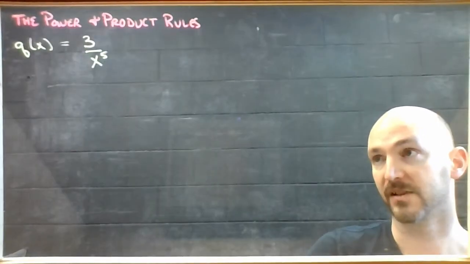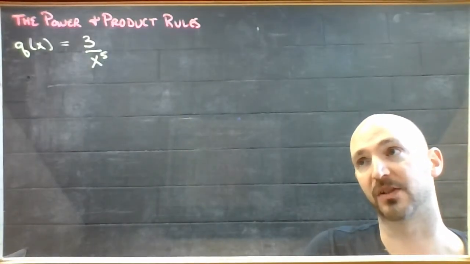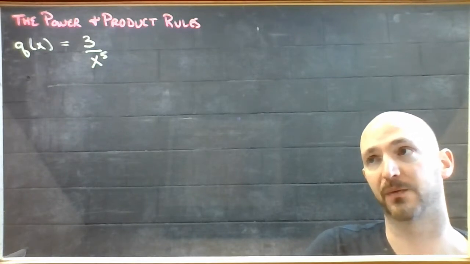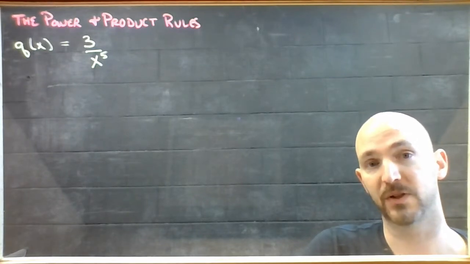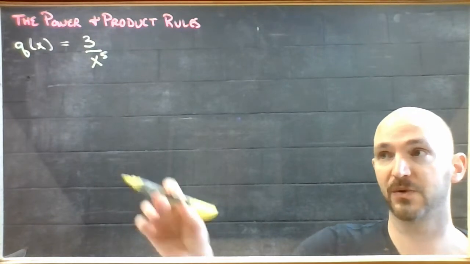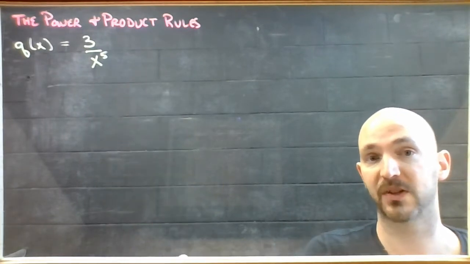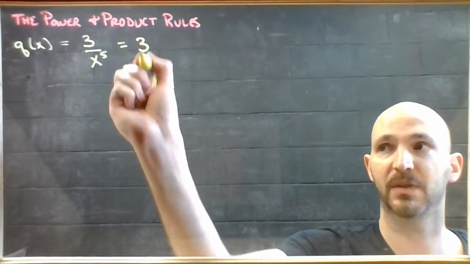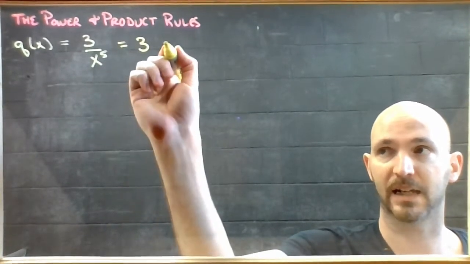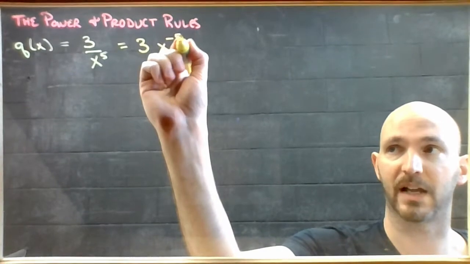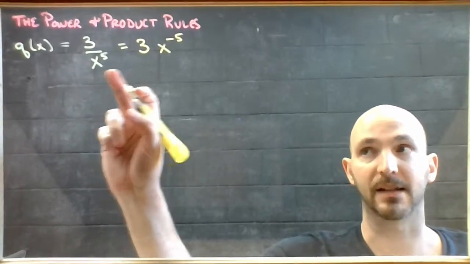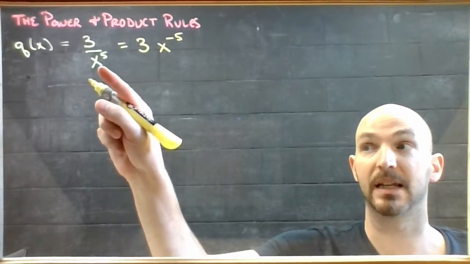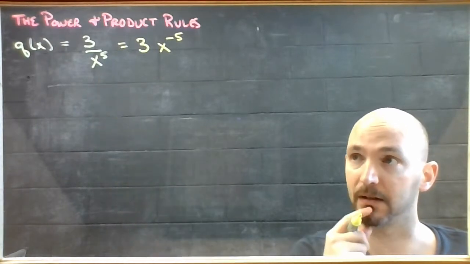Okay, so I see this rational expression there, a 3 over an x to the power 5. And if I'm going to be doing the derivative, the very first thing I do to this is write it in negative exponent form. So I have a 3 minding its own business and an x with a negative 5. Now only the x gets the negative exponent because it's the only thing in the denominator.